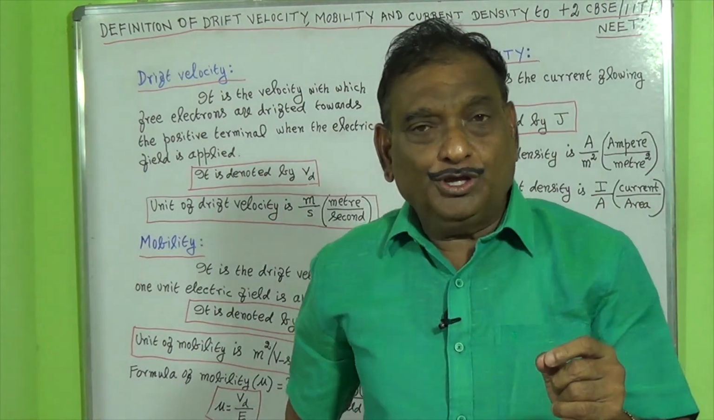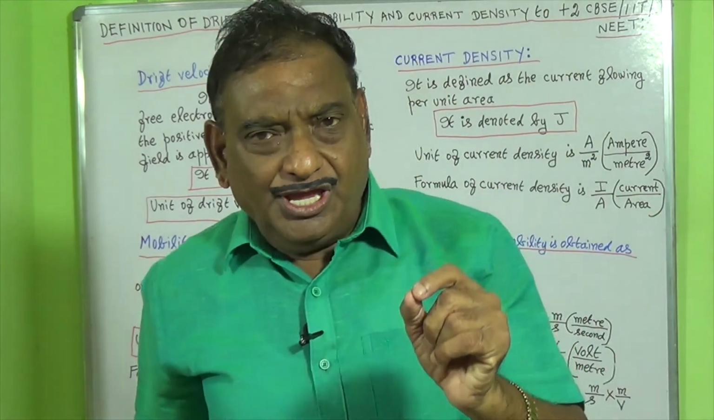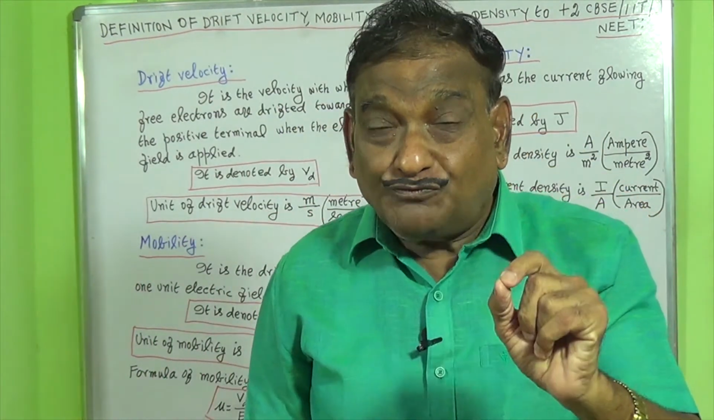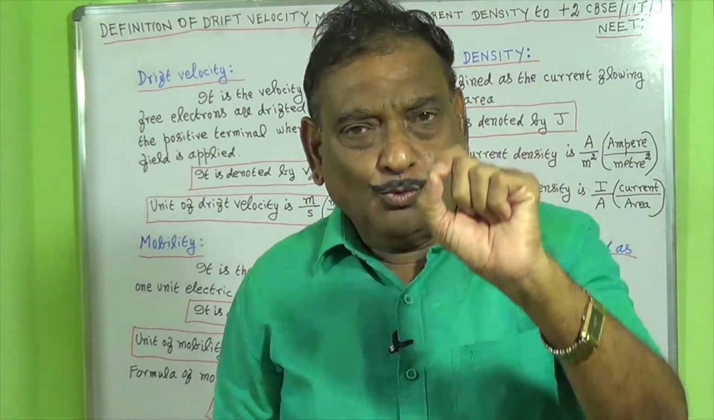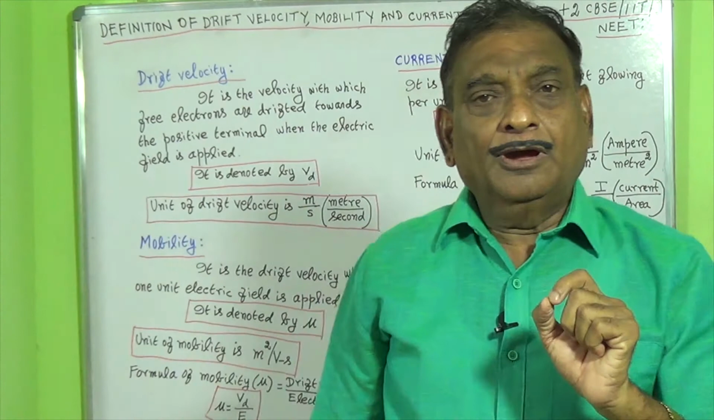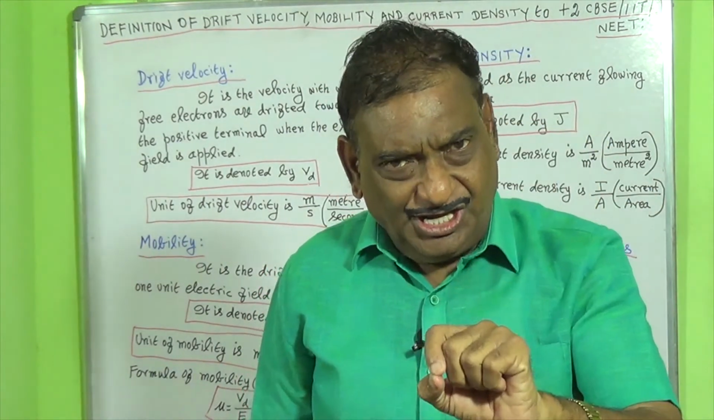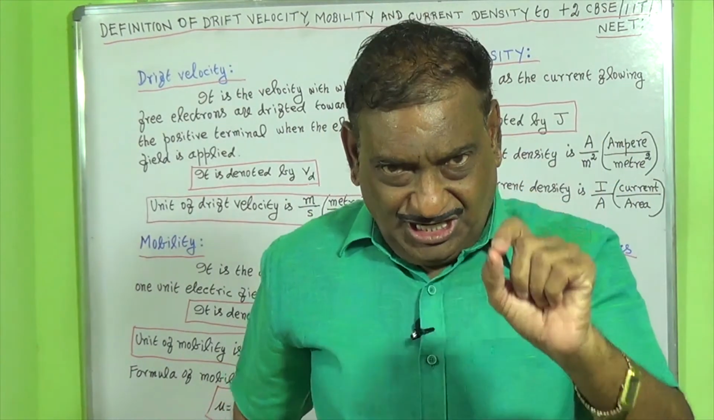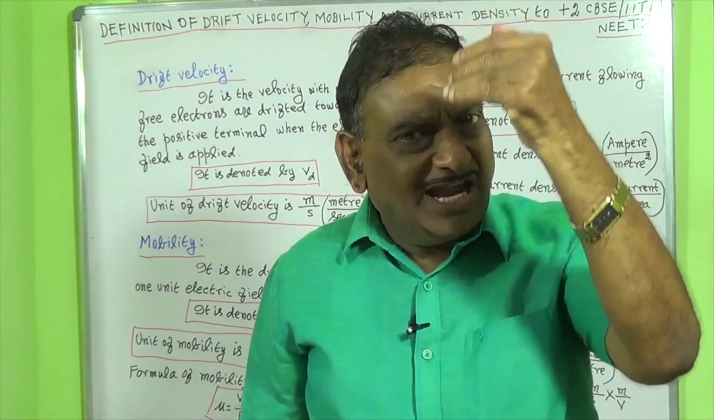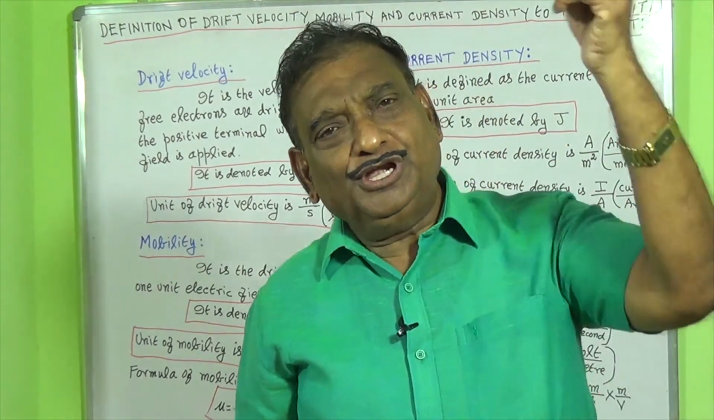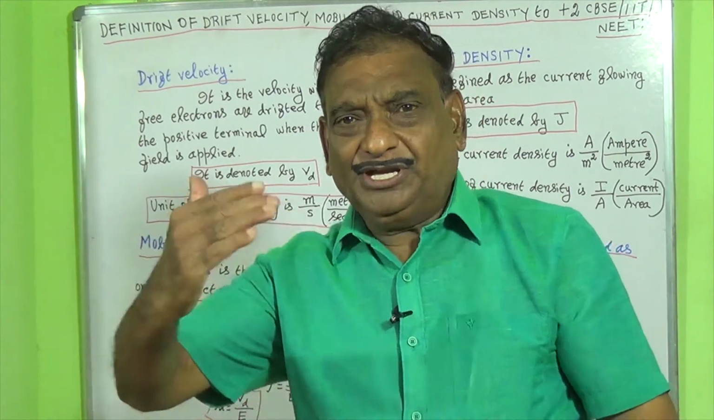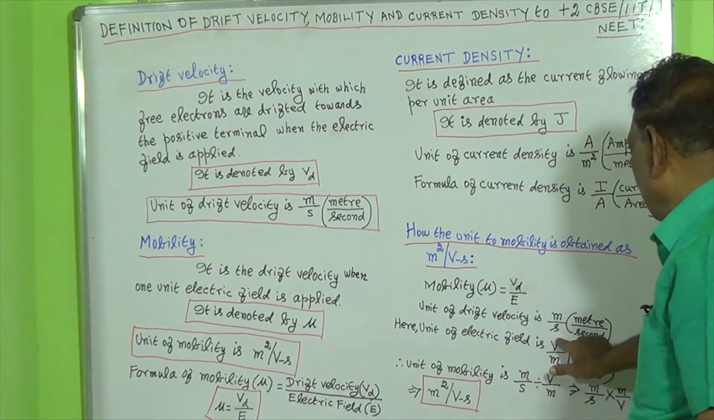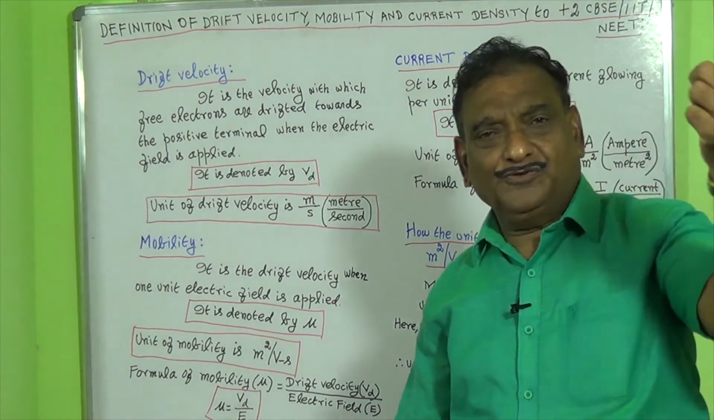Then we are going to see why the unit of mobility is obtained as meter square per volt second. What is the formula for mobility? The formula for mobility is drift velocity by electric field. What is the unit of drift velocity? The unit of drift velocity is meter per second. What is the unit of electric field?